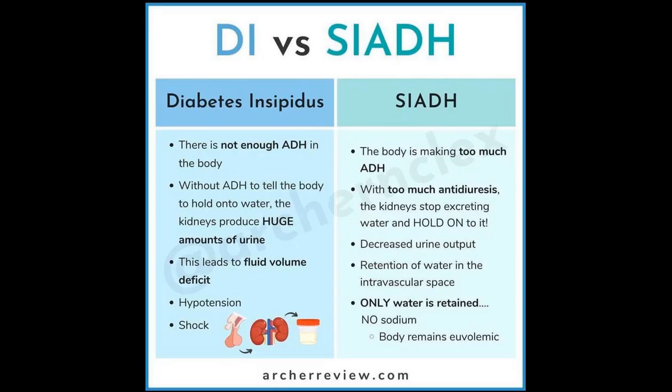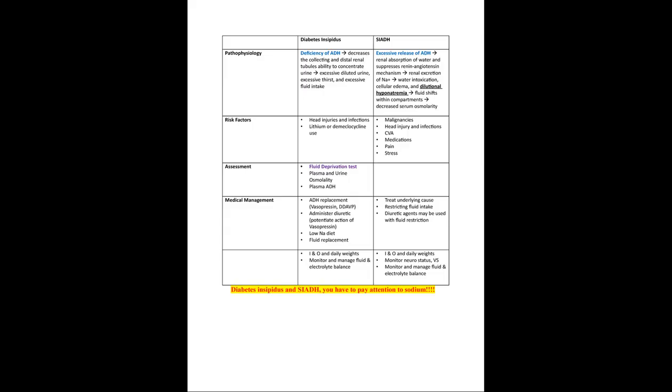Fluid balance: dehydration versus overhydration. When comparing diabetes insipidus, DI, to syndrome of inappropriate antidiuretic hormone, SIADH, fluid imbalance is a central issue, but with opposite presentations. DI is characterized by an inability to concentrate urine due to insufficient antidiuretic hormone, ADH, or a lack of response to it, resulting in severe dehydration. Patients often present with copious amounts of dilute urine and an incessant thirst.